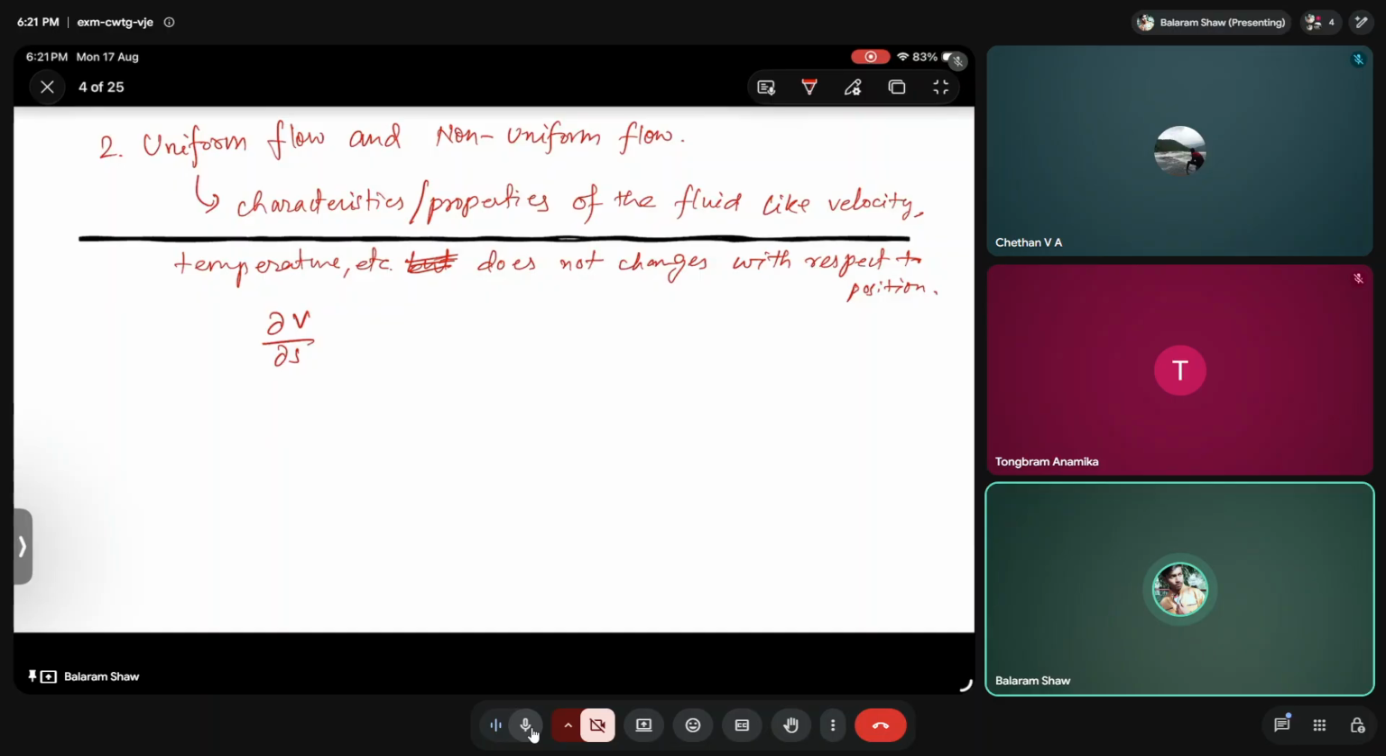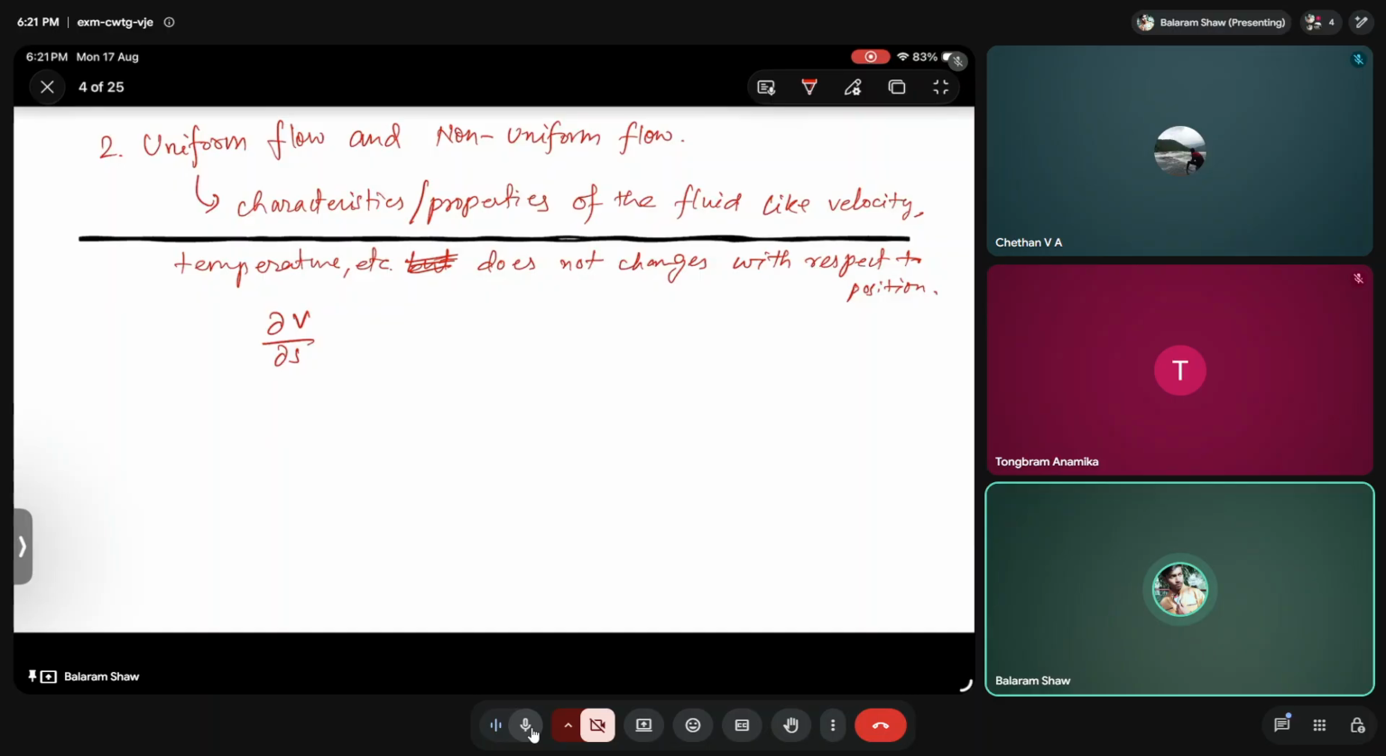So if the fluid properties do not change with respect to position, then we call that uniform flow. Otherwise, we call that non-uniform flow. So for non-uniform flow, what will happen? The del v del s will not be equal to 0, right? Mathematically.